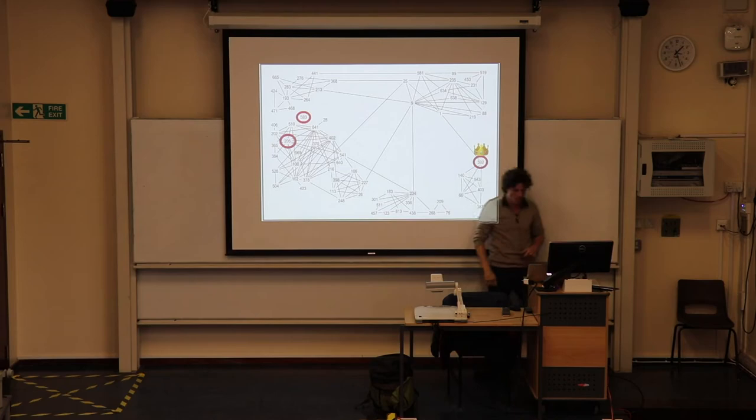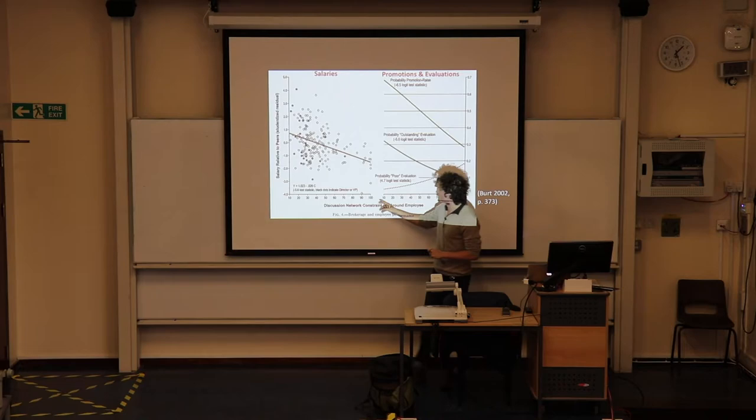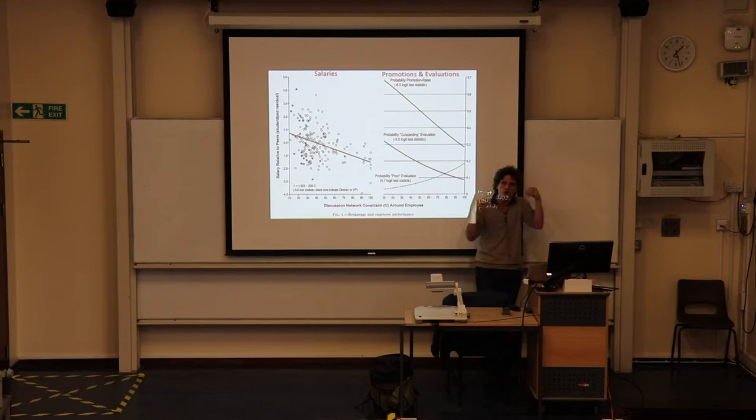Now, just to give you an idea of how much one's bridging position affects one's performance, here are just some graphs. Sorry to bore you with this, but the x-axis represents the degree of constraint. Basically, the closer you are to 100, the more constrained you are inside a cluster and the less of a bridging kind of manager you are.